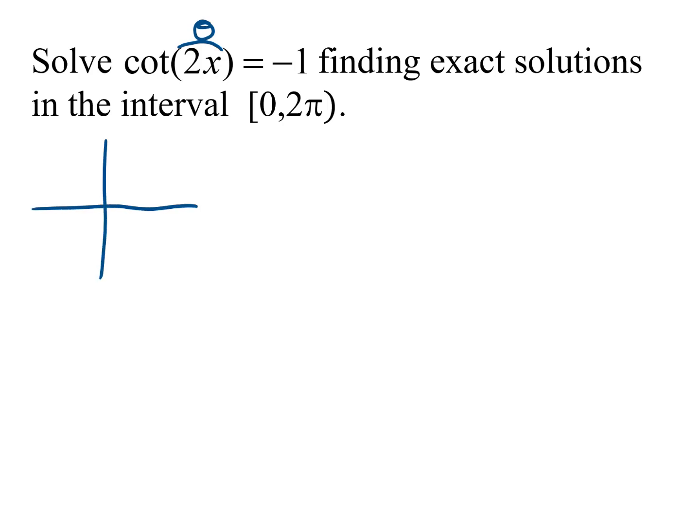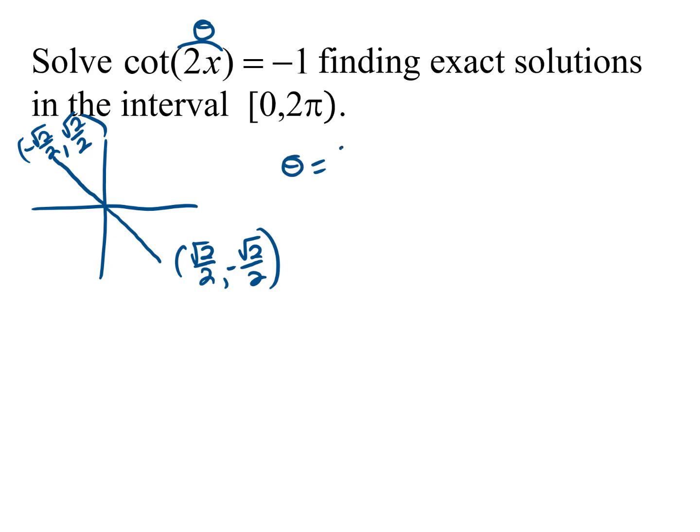And if I think about it, for cotangent to be negative, I could be here in quadrant 2, where the cosine is negative and the sine is positive. This is at negative square root 2 over 2 and square root 2 over 2. And also down here in quadrant 4, where the cosine is positive but the sine is negative. Because we know cotangent of theta is cosine over sine. So those two places would give us -1. And so those angles would be when theta is 3 pi fourths, or when theta is 7 pi fourths.